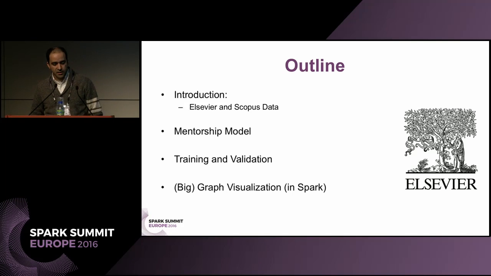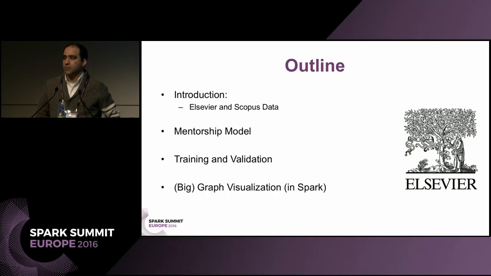Here is an outline of my talk. Firstly, I will introduce the Elsevier and Scopus data which we use. Then I will explain how we will build our mentorship model within a graph framework, how we train and validate the model. And finally, I will present some results from the recent libraries that we developed for graph visualization in Spark.